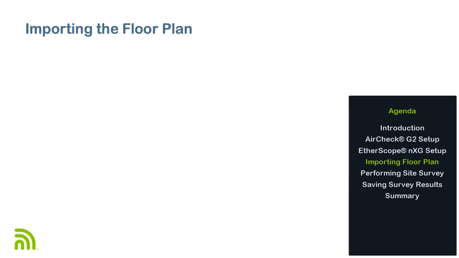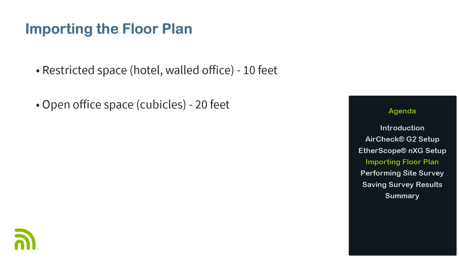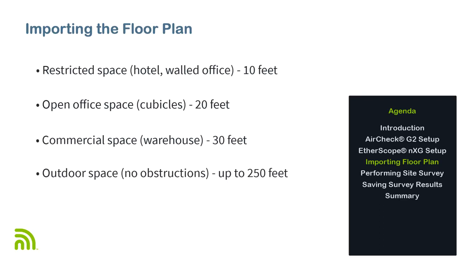Here are some examples of signal propagation values commonly used for different environments. For restricted space environments such as hotels or walled offices, use 10 feet. For open office spaces, such as those with cubicles, use 20 feet. For commercial space, such as a warehouse, convention center, or mall, use 30 feet. For outdoor spaces with no RF obstructions, you can use up to 250 feet.